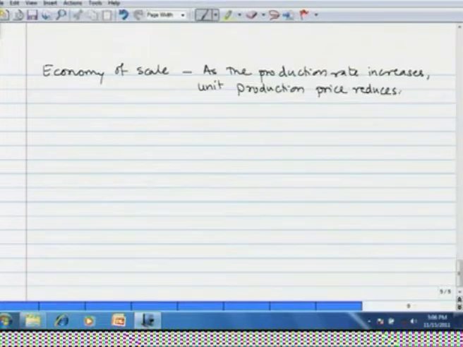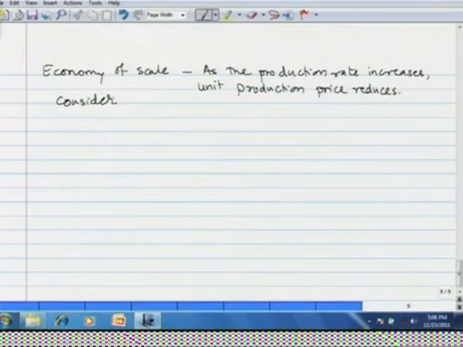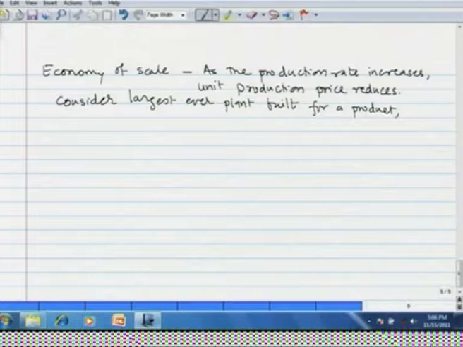However, there is a limit as to how much product one company can manufacture. Therefore, whenever we are introducing a new product in a market, we have to consider the largest ever plant built for that particular product, which will give the highest economy of scale. However, the product has to be new in this case.